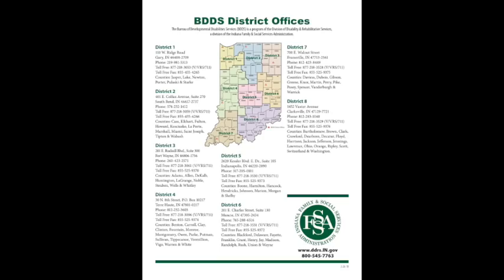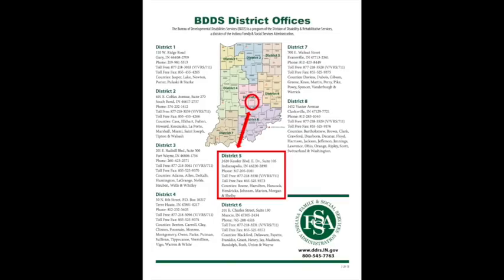So now you're ready to mail them. This handout lists the BEADS district offices. Find the county where you live and your corresponding district. For example, Johnson County is in District 5. So if you live in Johnson County, you would mail your forms to the District 5 address.